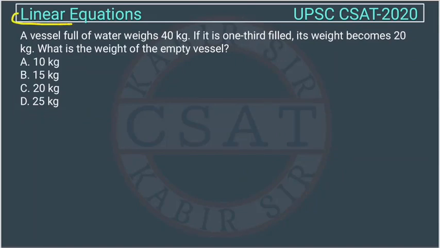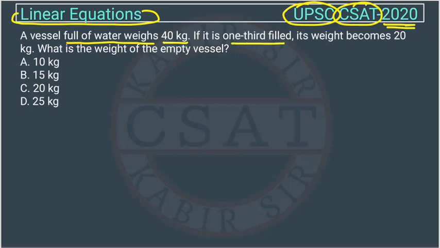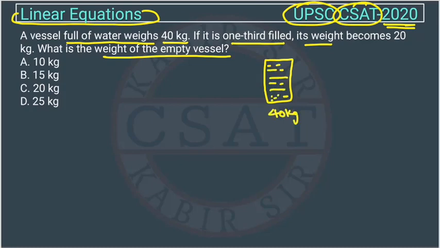So this is a question of linear equation asked by UPSC in CSAT paper of 2020. A vessel full of water weighs 40 kg. If it is 1/3 filled, its weight becomes 20 kg. What is the weight of the empty vessel? Right. So the question is saying, suppose there is a vessel. Suppose this is a vessel. So it is fully filled with water and its weight is 40 kg. Now, in the second case, it is 1/3 filled with water and its weight is 20 kg.